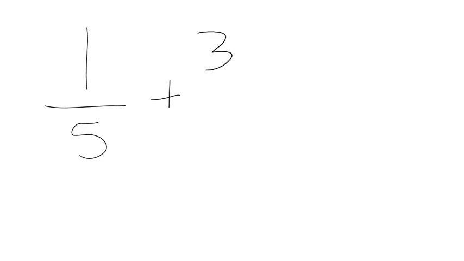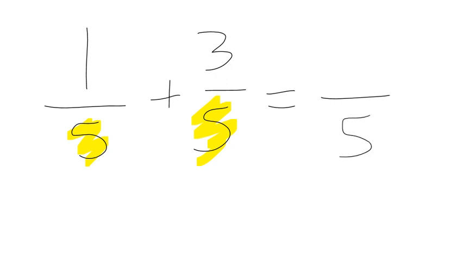Another example. 1/5 plus 3/5. Again, we can see our denominators are the same, although the numerators are different. Doesn't make any difference what happens at the top. So 5 as our denominator, and we just take 1 and 3, which is 4/5.